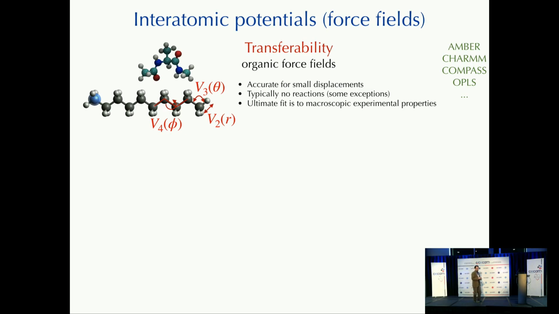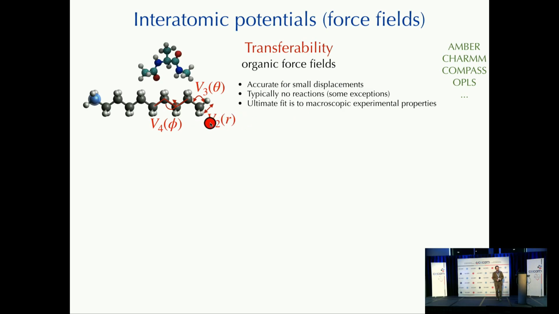And the first one is organic force fields, and really they are known for their transferability. So I list here on the right-hand side some of the names that you will be familiar with, but these potentials are very accurate for very small displacements. So they are parameterized for small molecules and then used for large molecules, and for small displacements around equilibrium, they are very good. Typically, they don't do reactions, with a few exceptions, and the ultimate fit of all the parameters is made to macroscopic experimental properties. So heats of solvation, vibrational frequencies, and so on.